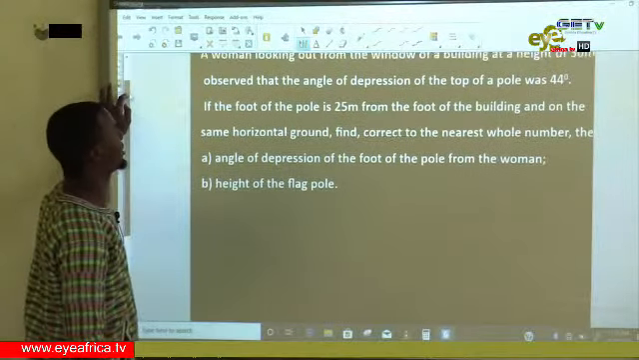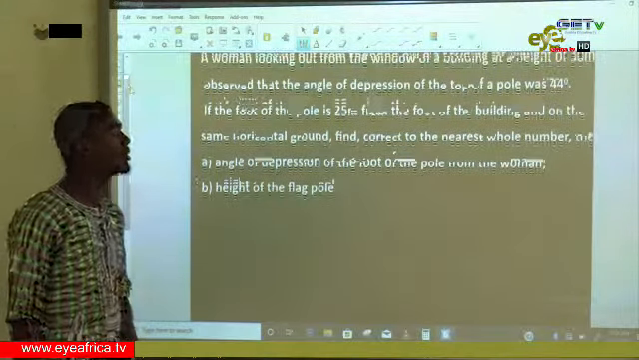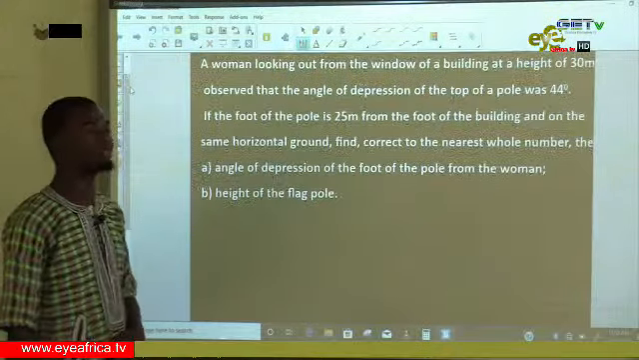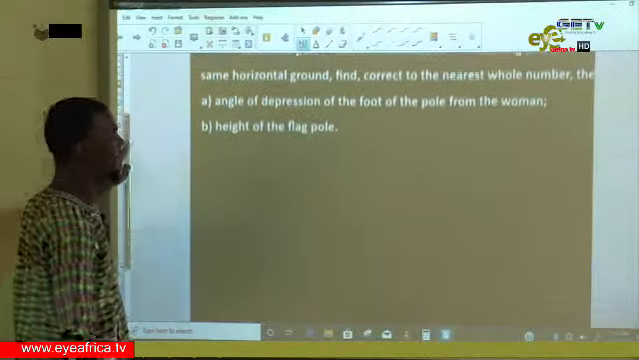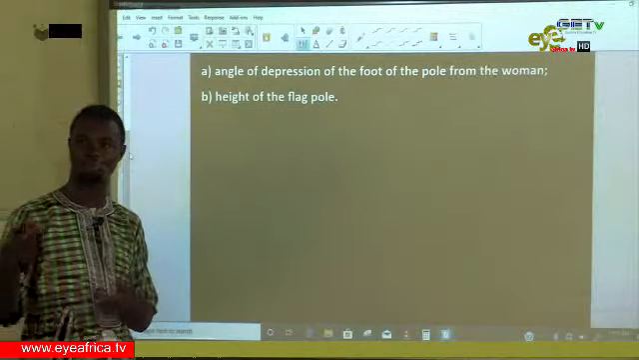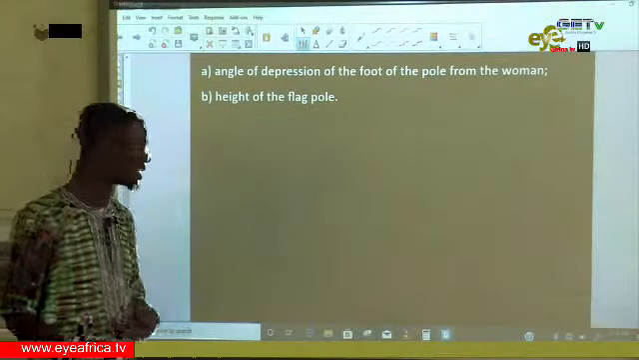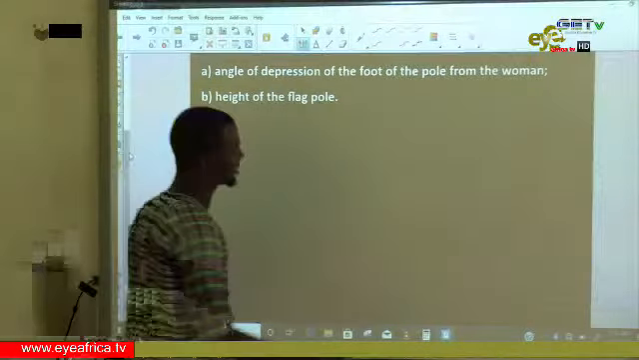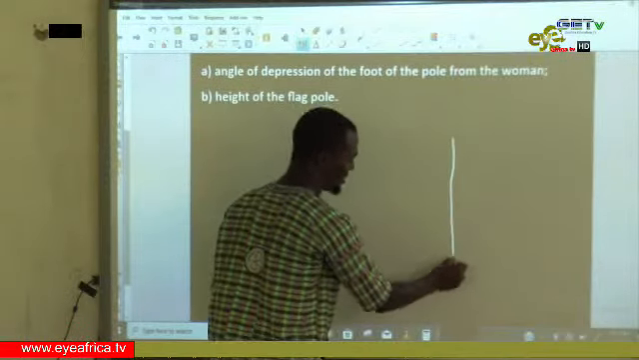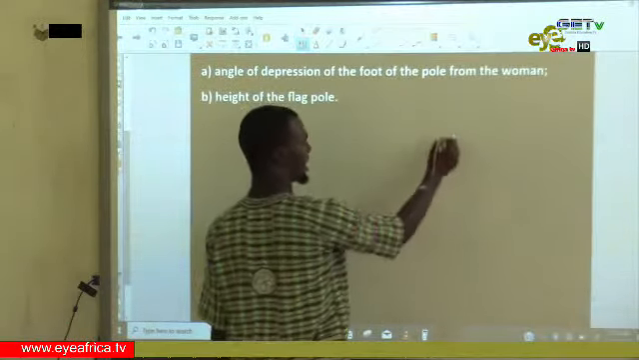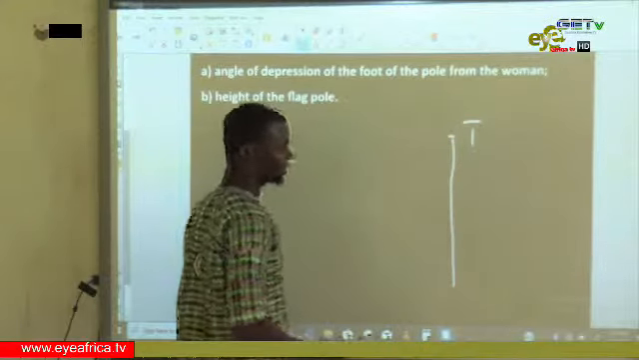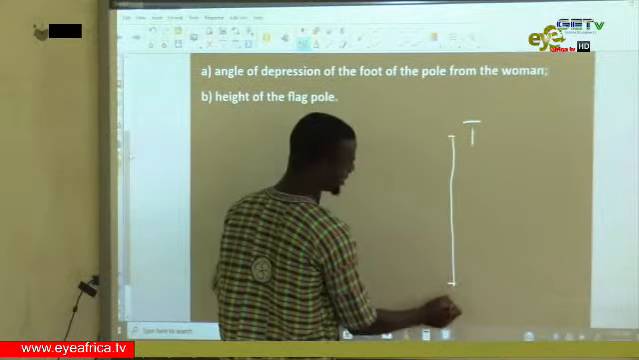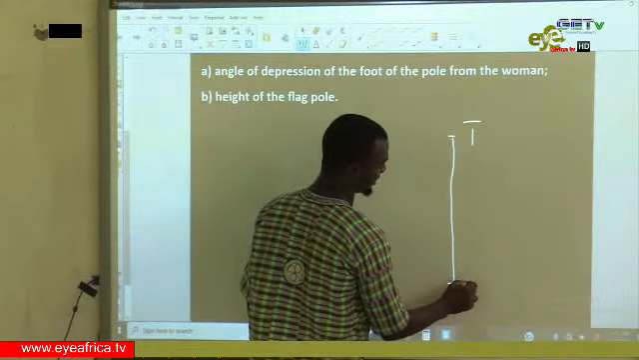A woman looking out from the window of a building at a height of 30 meters. So meaning from the foot of the building to the window, the height is 30 meters, vertically. Here is the window of the building where the woman is. I labeled that T. And this is the foot of the building. Let's say that one is B.